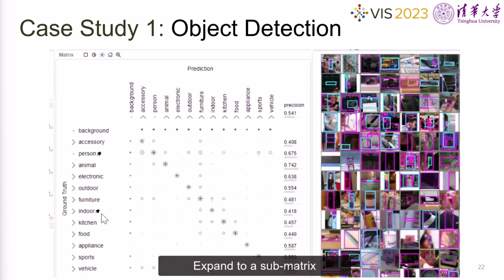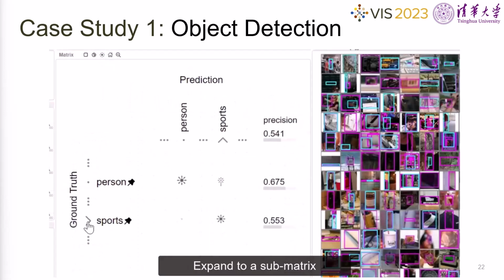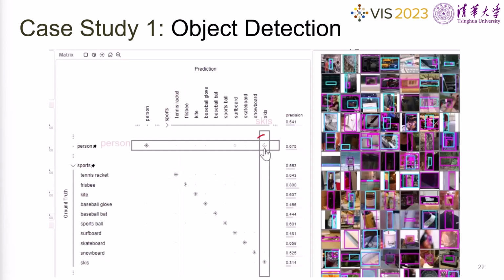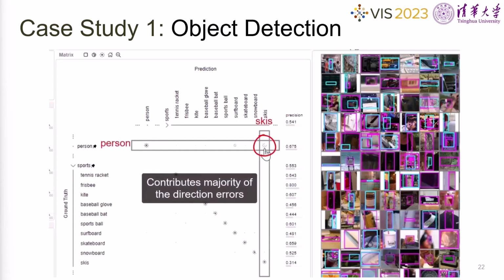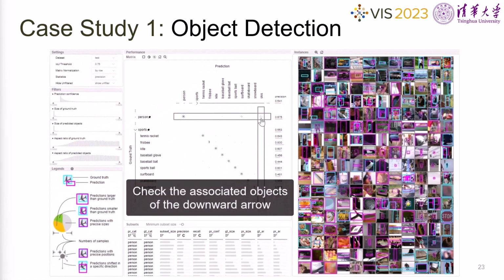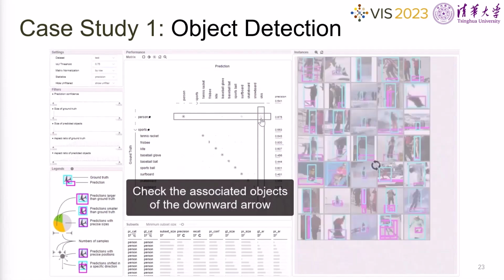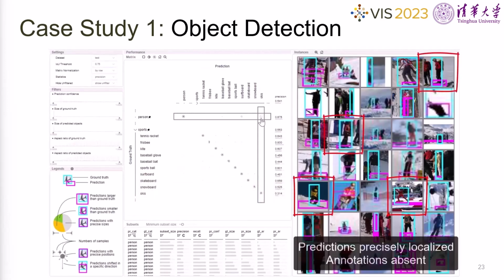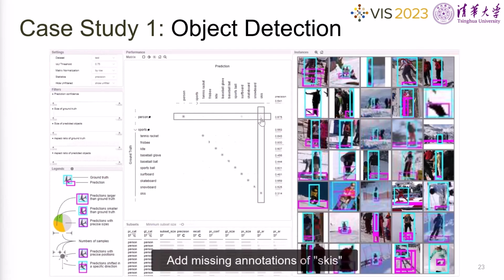Expand this cell to a submatrix. The cell where a person is confused with skis contributes the majority of the direction arrows. Click the downward arrow to check the associated objects. The predicted skis are actually precisely localized, but the annotations of the corresponding skis are absent. Add the missing annotations of skis in the test samples.